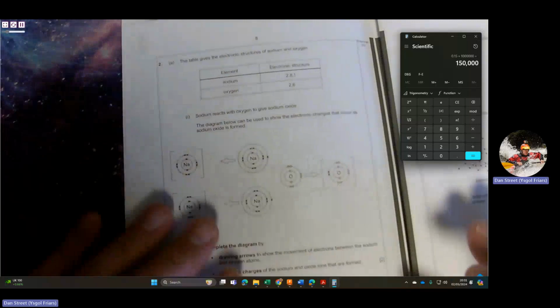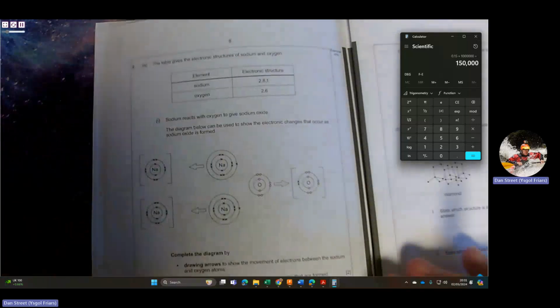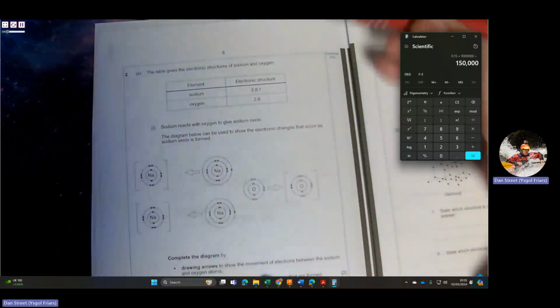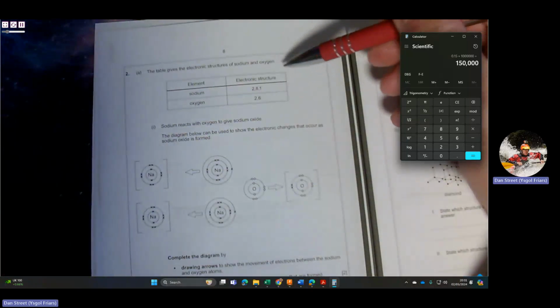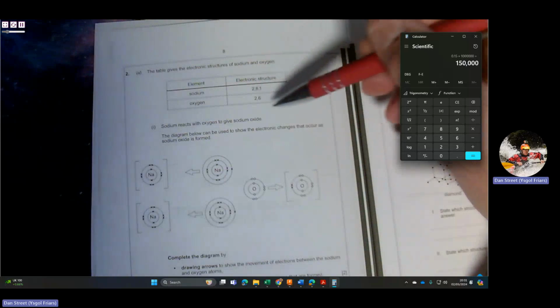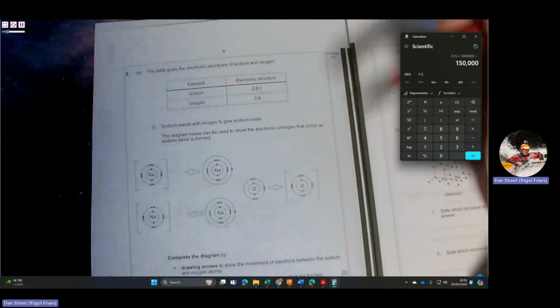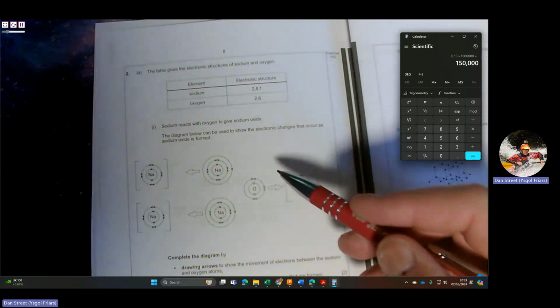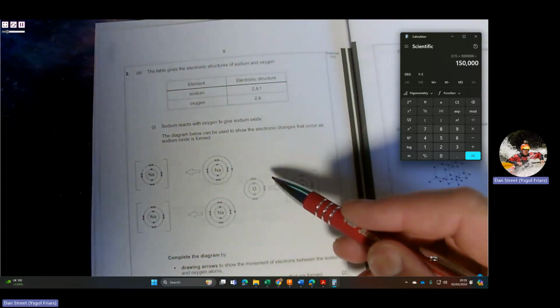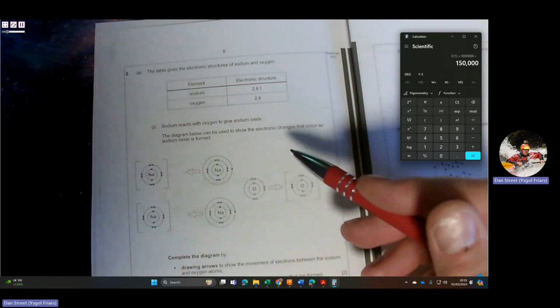Okay, moving on to question number 2. Question number 2 is from the structure and bonding aspect of the course. The table gives the electronic structures of sodium and oxygen. So we've got the 2,8,1 and the 2,6. Sodium reacts with oxygen to give sodium oxide. The diagram below can be used to show the electronic changes that occur as sodium oxide is formed.